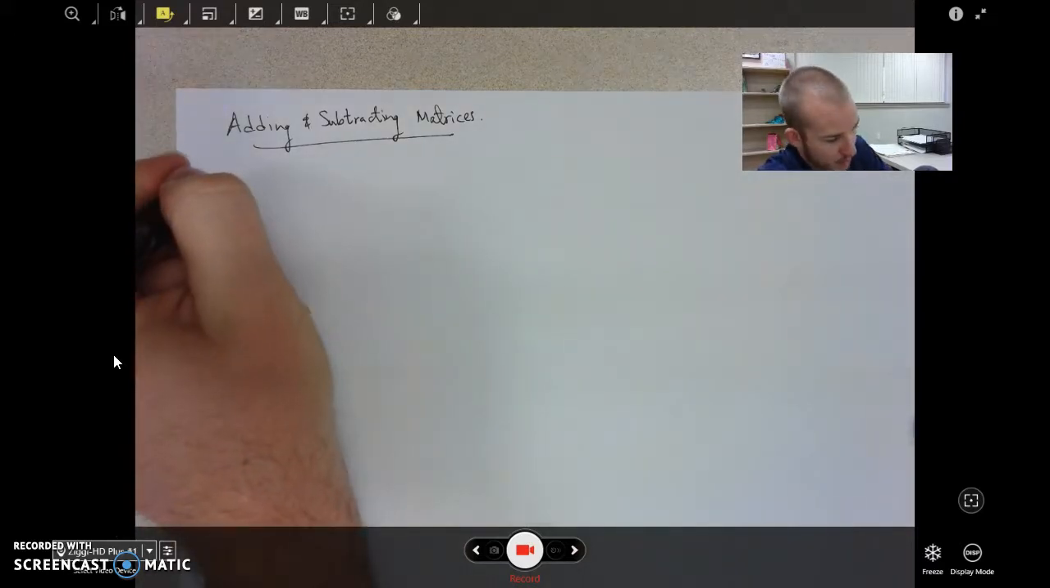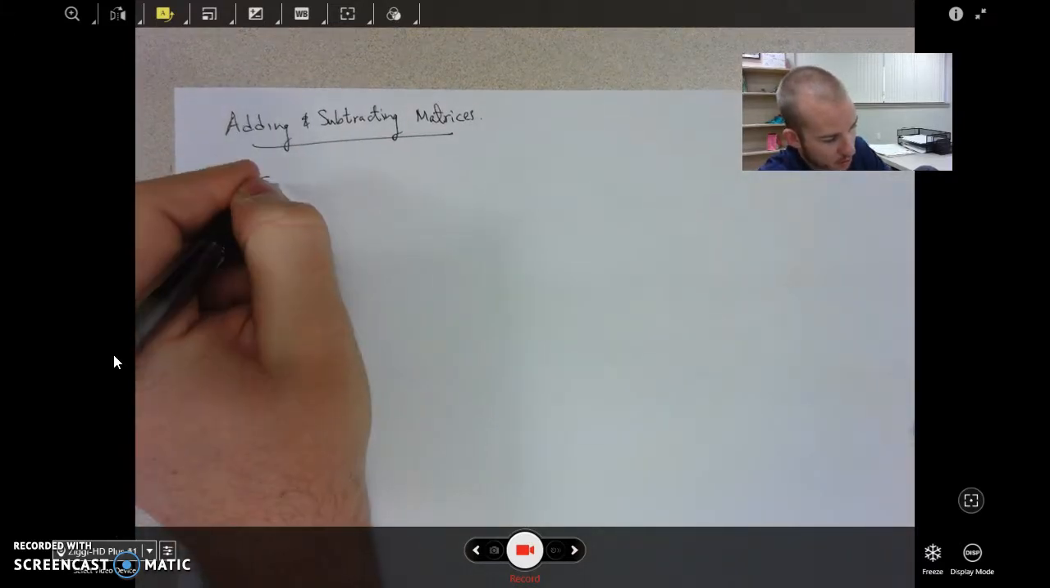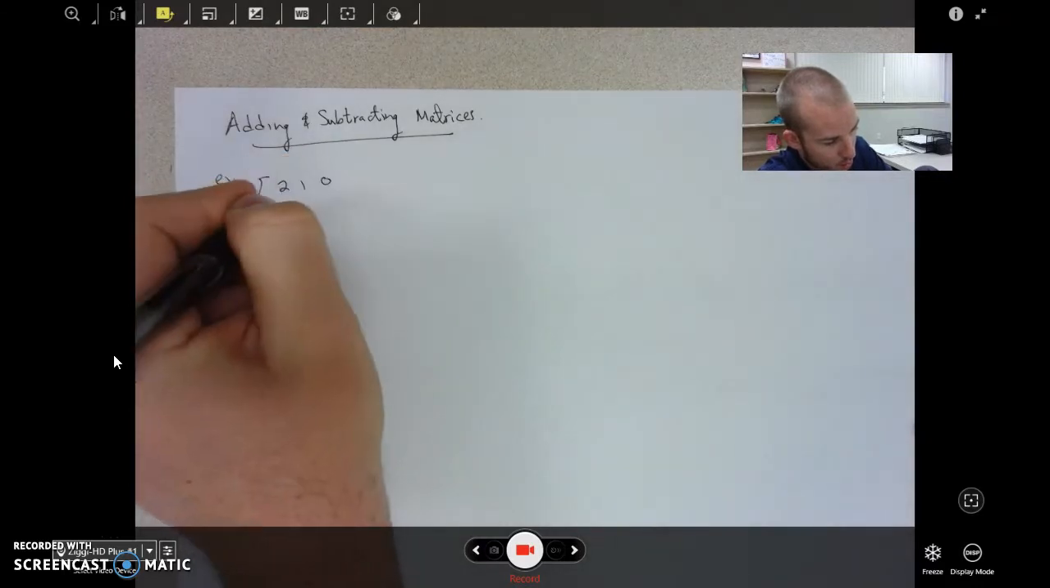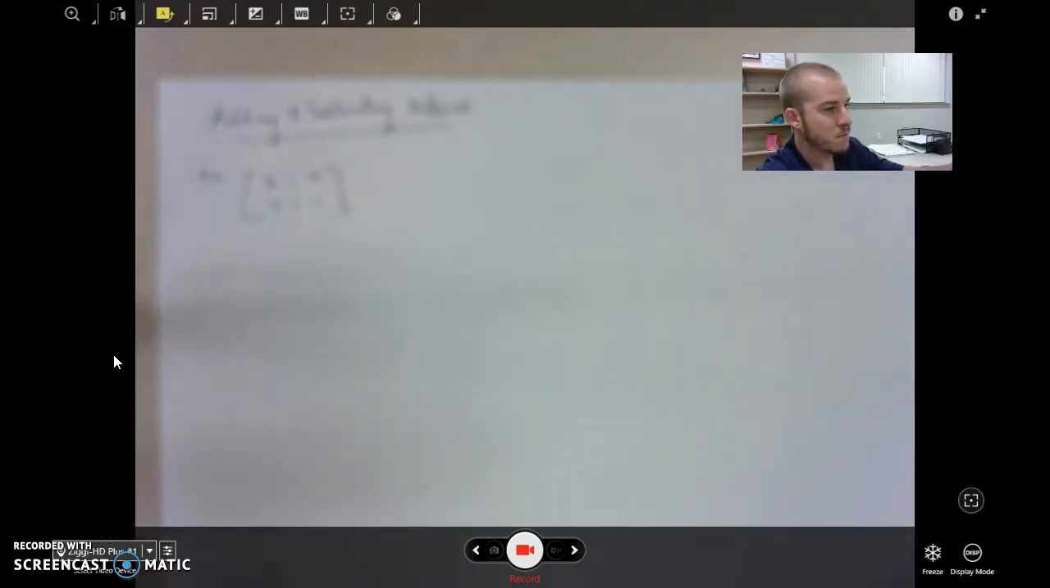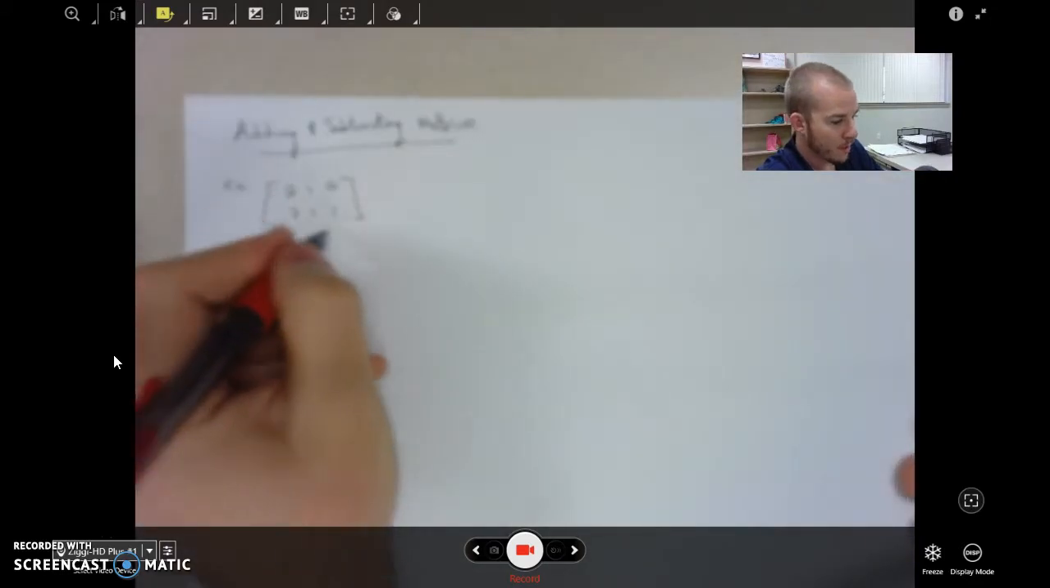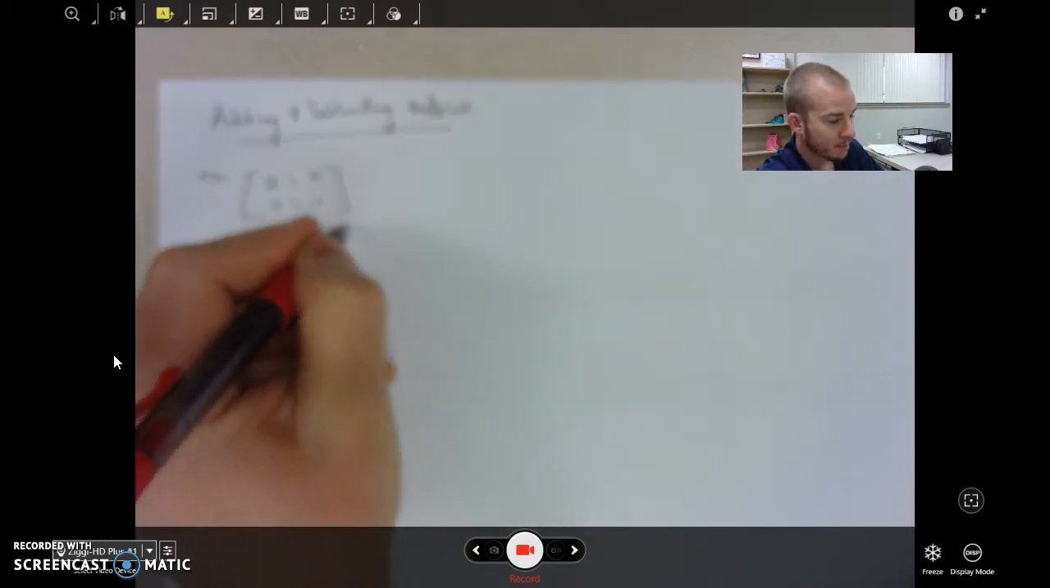So let's do an example of this. Let's say that we have this matrix here, 2, 1, 0, 3, 1, 1. Let's first determine what the dimensions of this are. The dimensions of this matrix are 2 rows by 3 columns.